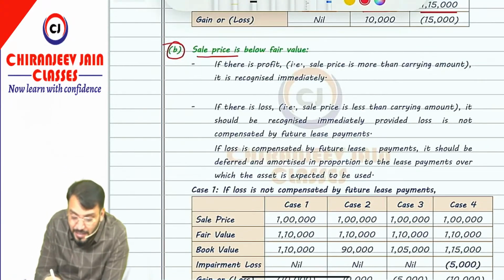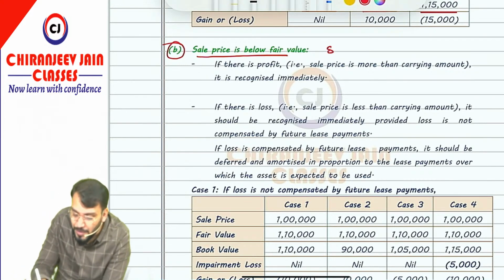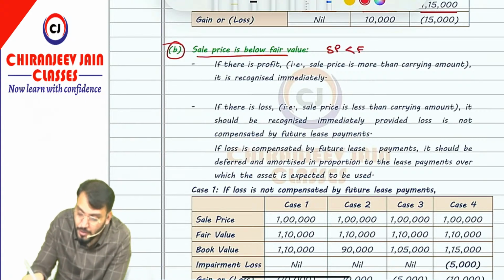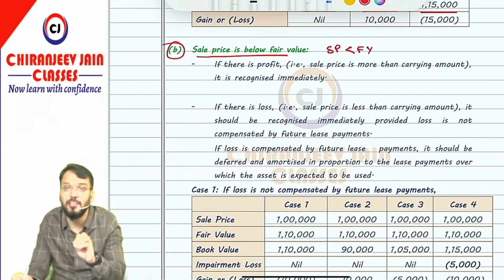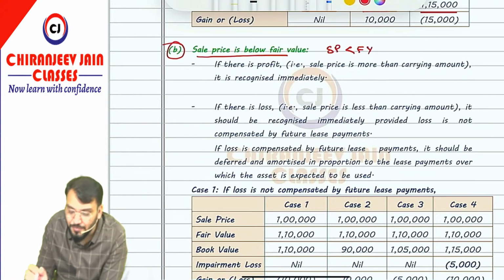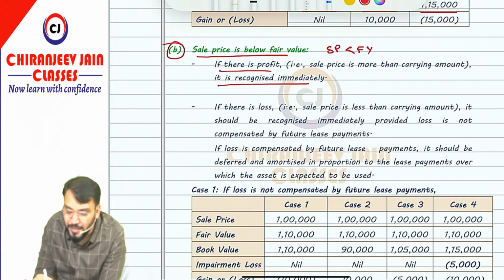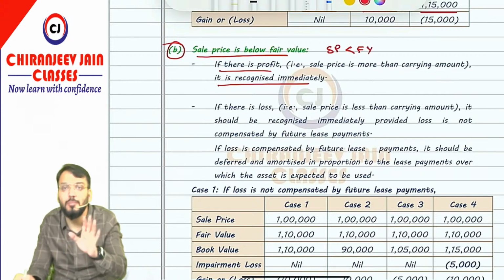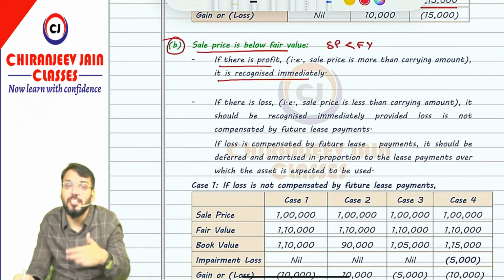Then the second situation: sale price is below fair value, meaning sale price is less than fair value. Whenever sale price is less than fair value, there are two situations. However, in this case, gain will always be recognized immediately. Means whenever sale price is less than fair value, if there is a profit on sale, then that profit will be transferred to PL immediately. Correct? Whenever there is a profit on sale, that gain on sale will always be transferred to PL immediately. But if there is a loss, then there are two situations. What they want to say is, if the loss is not compensated by future lease payment.